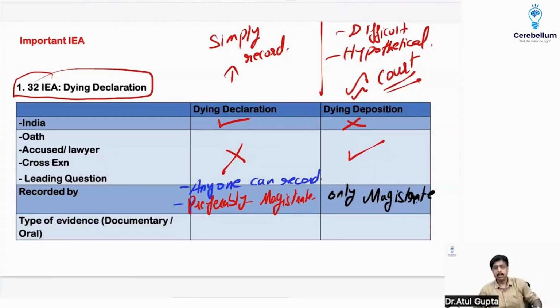Now tell me one thing. What kind of evidence is dying declaration? Suppose we call this number 1, oral, and this number 2, documentary. So is dying declaration oral evidence or documentary evidence? What do you mean by oral evidence? Orally कुछ बोल दिया वो oral evidence हो गया. Oral evidence is when the person gives evidence in front of a judiciary-like atmosphere. Oral evidence means that there is a proper court-like atmosphere.